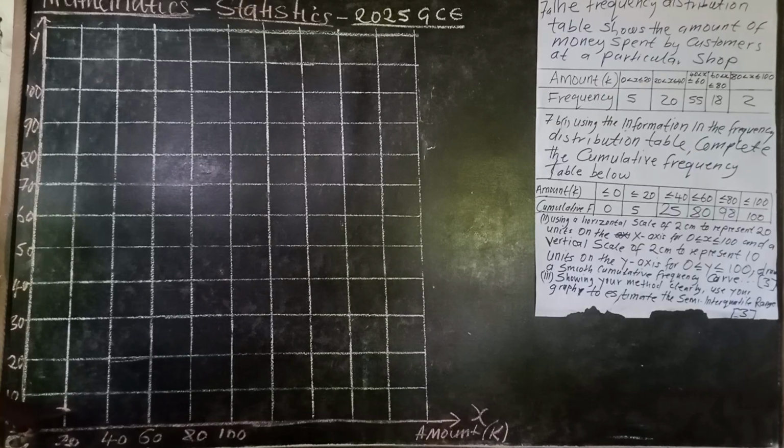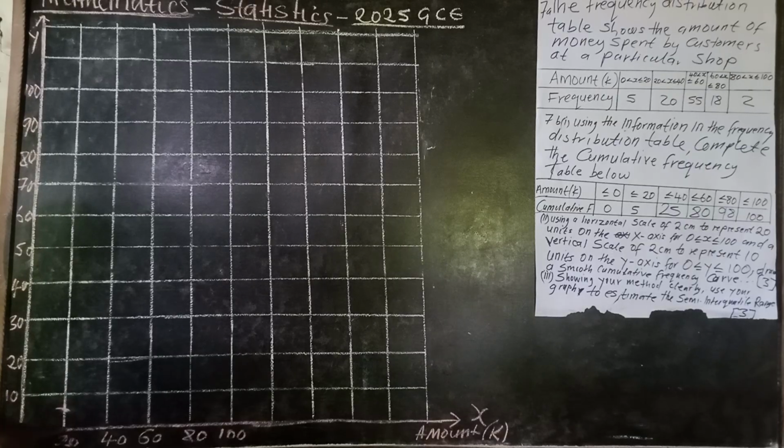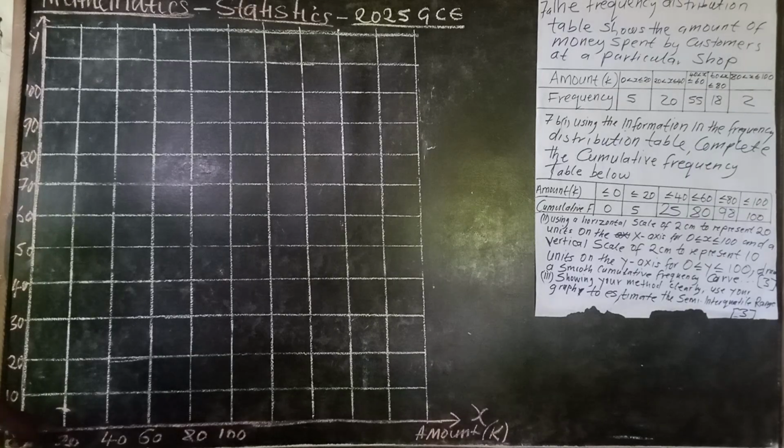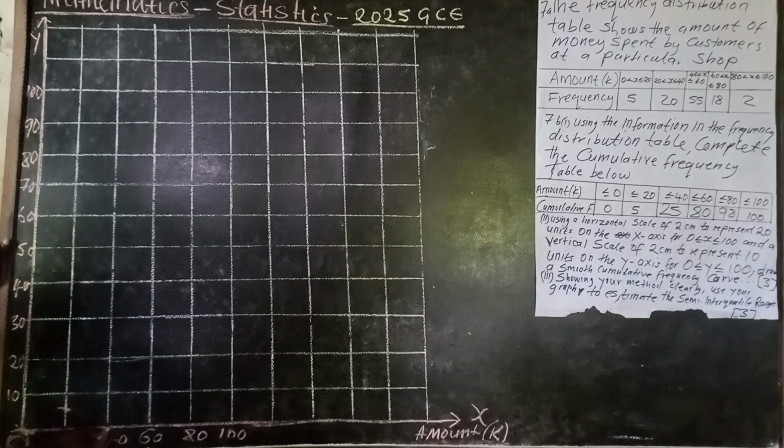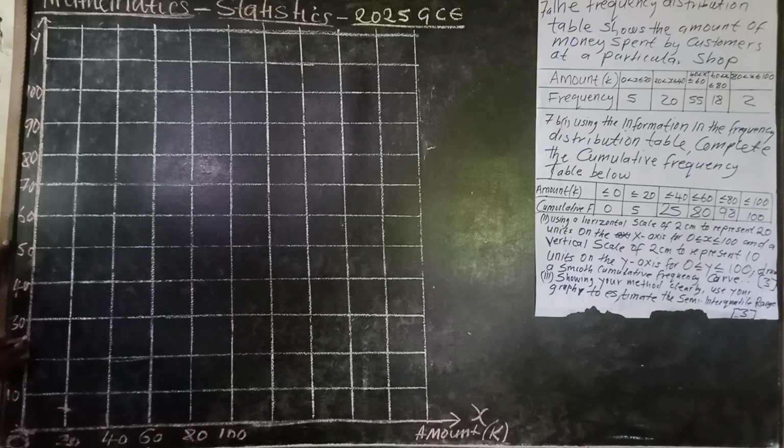Then from there, next is what? 40, 25. So we start with 40. 40 is here. Then 25. Where's 25? So 40 is here. We are plotting here, okay? So 40 is here, then 25. 20 is here. So half of this. So 25 is somewhere here, okay? That's where the 25 is on the y-axis.